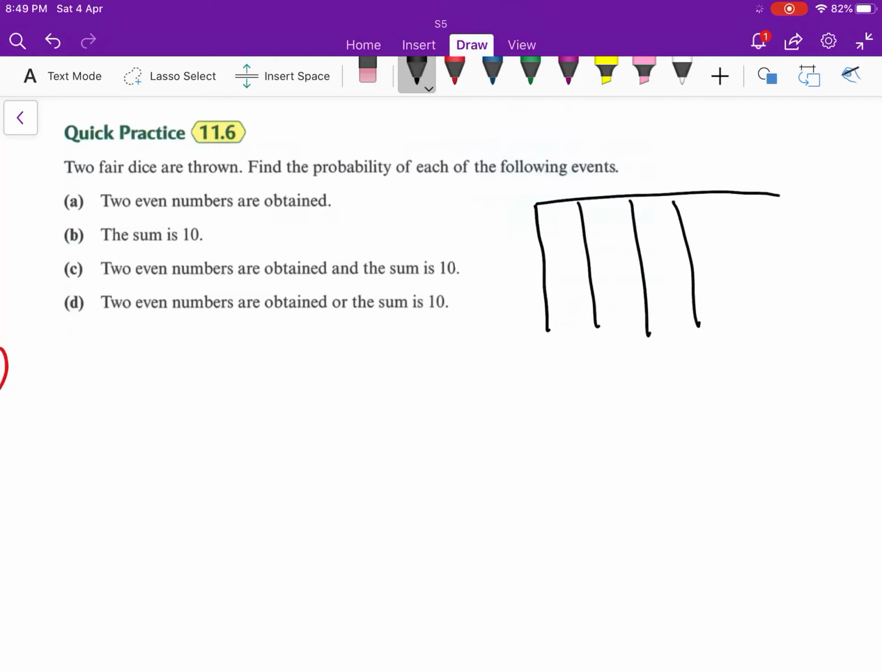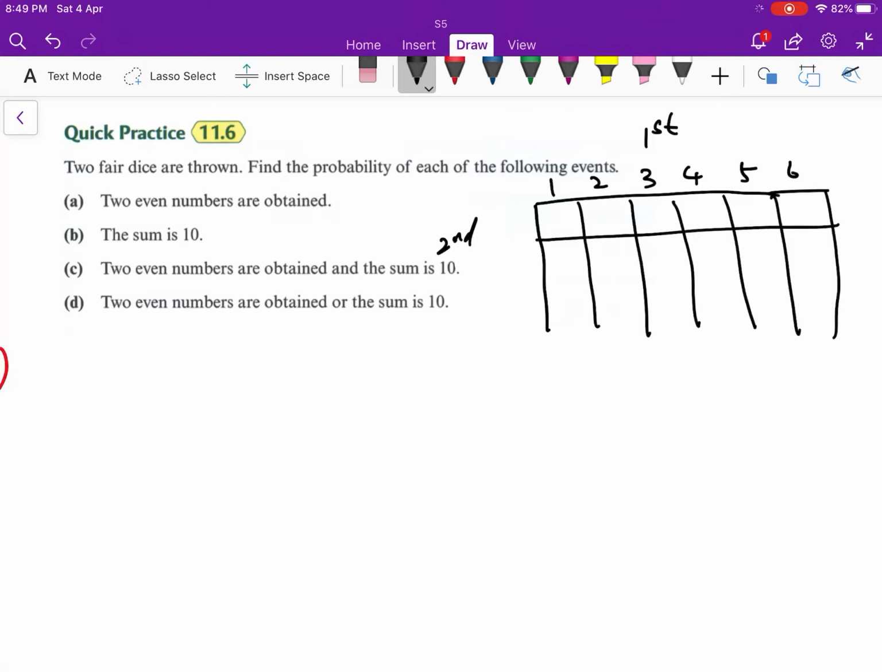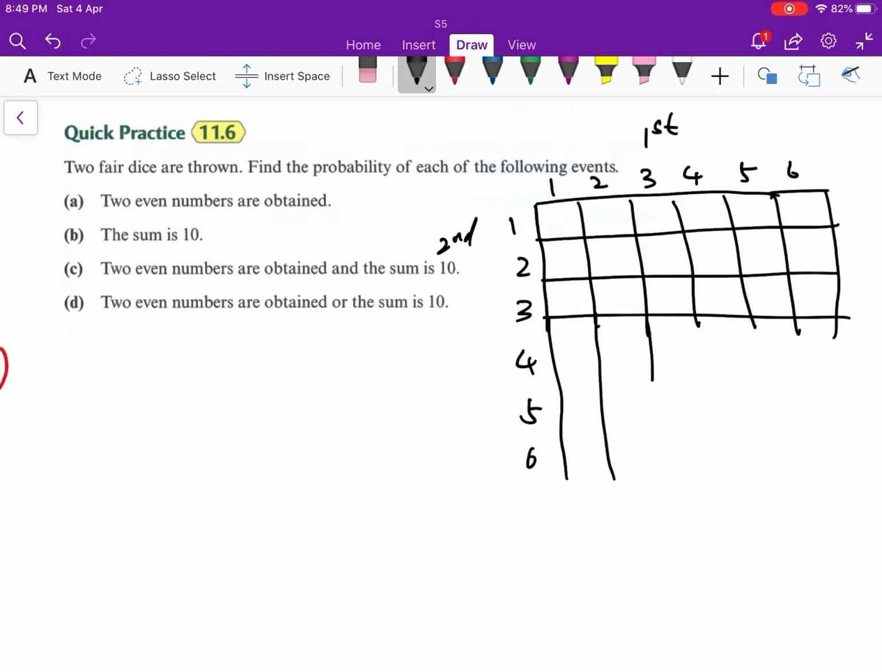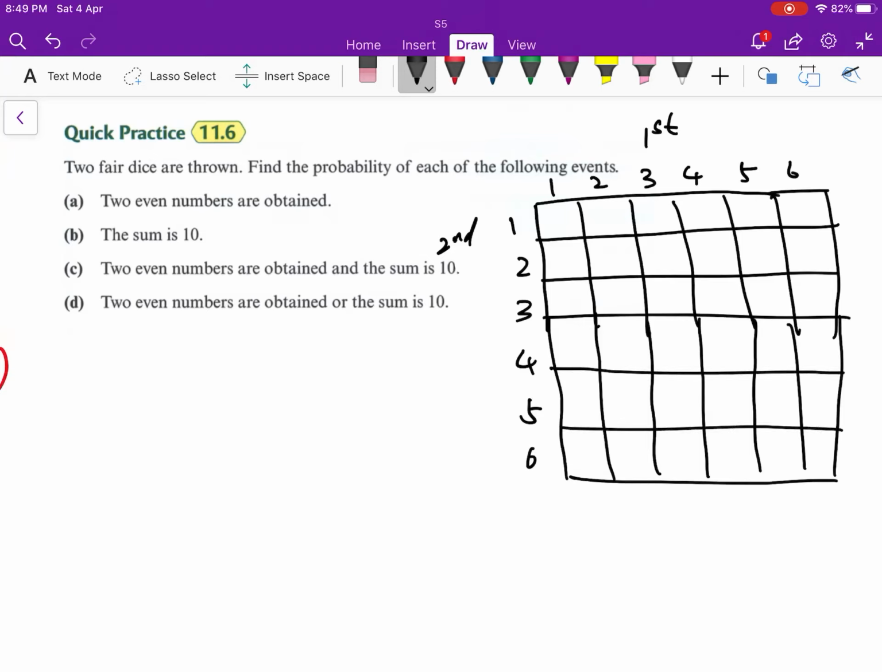So we know that a die is 1 to 6, right? Write it down: 1, 2, 3, 4, 5, 6. Because you have two dice, this is your first die, and of course we have a second, so we still have 1, 2, 3, 4, 5, 6. Give yourself a clearer image by drawing it out. If you're not good at imagining all of them, why not draw it out? So now they told you that two even numbers are obtained.